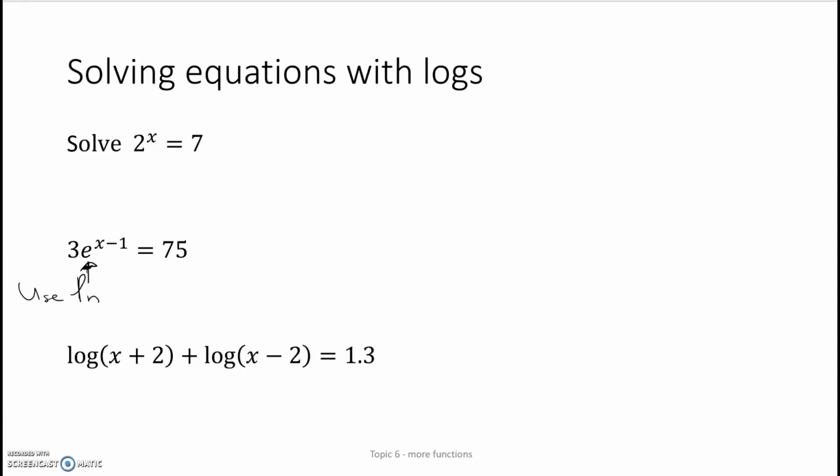So the first one, what we do is we take the logs of each side. So we take log 2 to the x equals log 7.